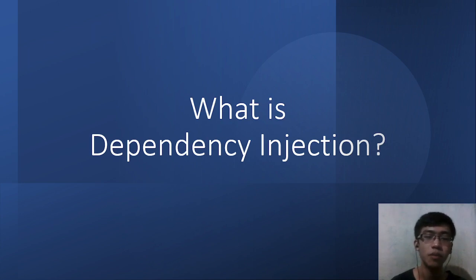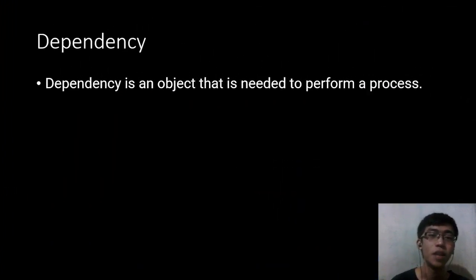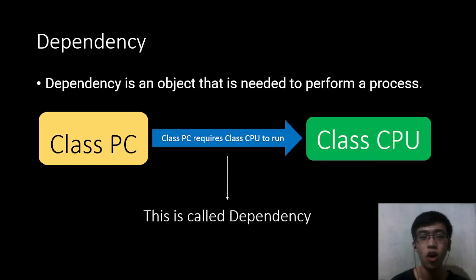To understand more deeply about dependency injection, we have to separate its term into dependency and injection. Okay, so what is dependency? Dependency is an object that is needed to perform a process. So for example, there are two classes here, PC class and CPU class. PC class requires a CPU class to run. So CPU class is called the dependency of PC class, right? I hope you get it.